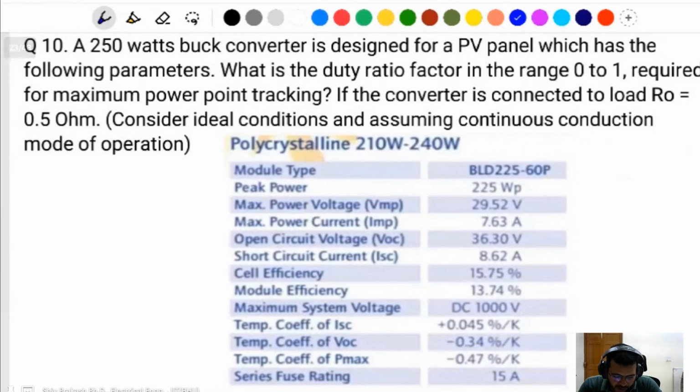A 250-watt buck converter is designed for a PV panel which has the following parameters. What is the duty ratio factor in the range of 0 to 1 required for maximum power point tracking? The converter is connected to a load R naught of 0.5 ohm. Consider the ideal condition and assume continuous conduction mode of operation.